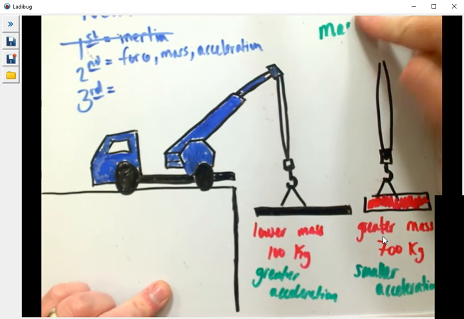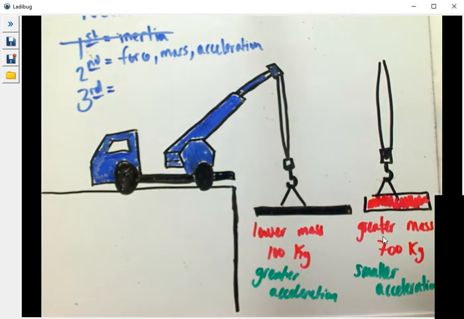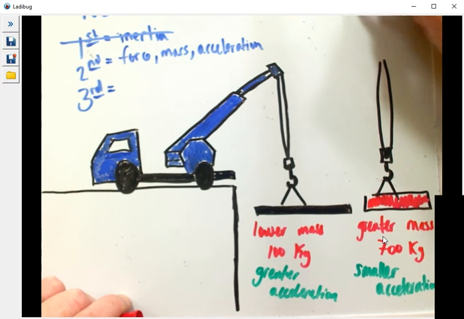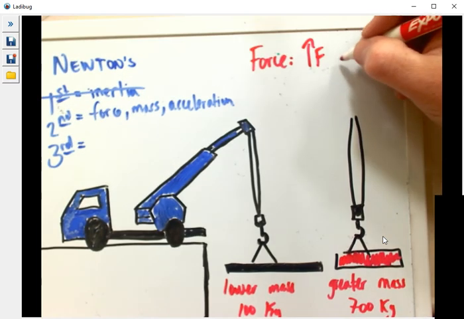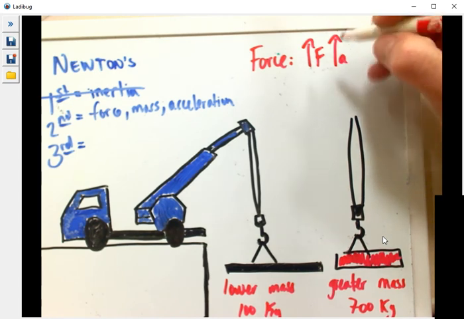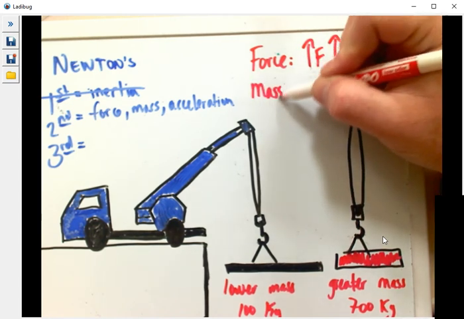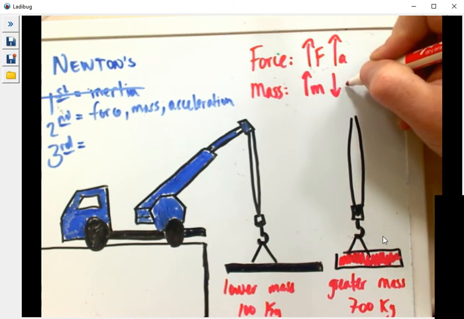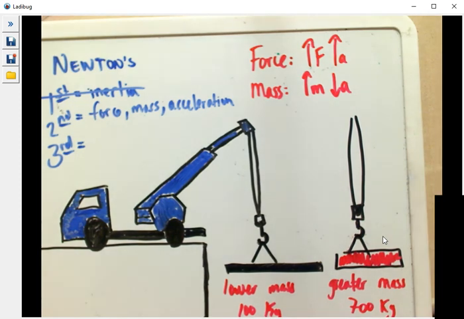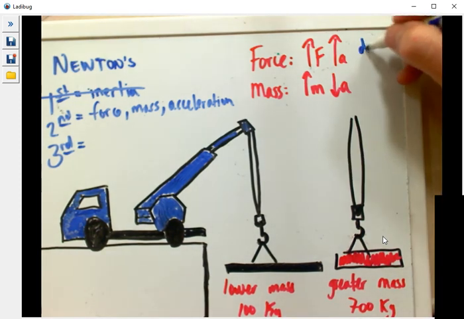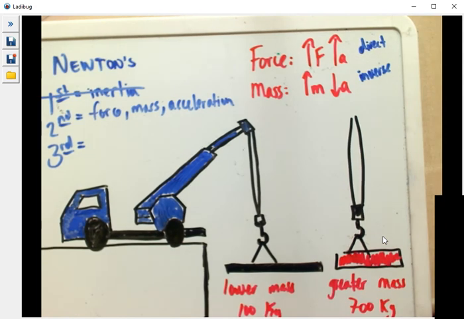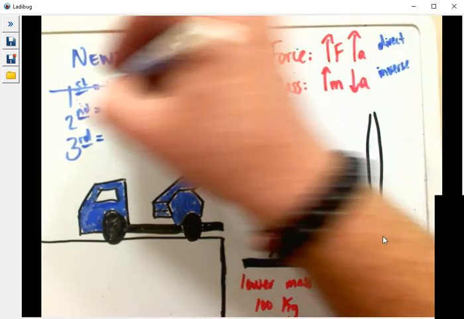So, in essence, when we look at force, when you increase the force, you increase the acceleration. When we look at mass, the more massive an object is, the lower the acceleration. Notice the difference in relationship. This is a directly proportional relationship. This is an inversely proportional relationship. So there is Newton's second law applied to the crane.